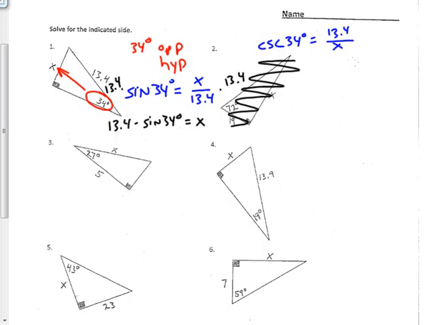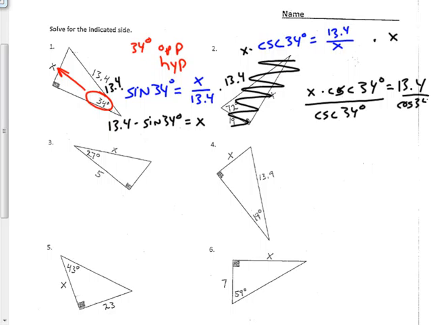On the other side, if I want to get this x by itself, I have to multiply by x, and so I get x times cosecant of 34 degrees is equal to 13.4. Well, that's not really that big of a deal, because if I want to get the x by itself, I'm just using normal solving techniques here. Cosecants cancel, and I get x is equal to 13.4 over cosecant of 34 degrees. And I can now just plug that into the calculator and figure that out too.